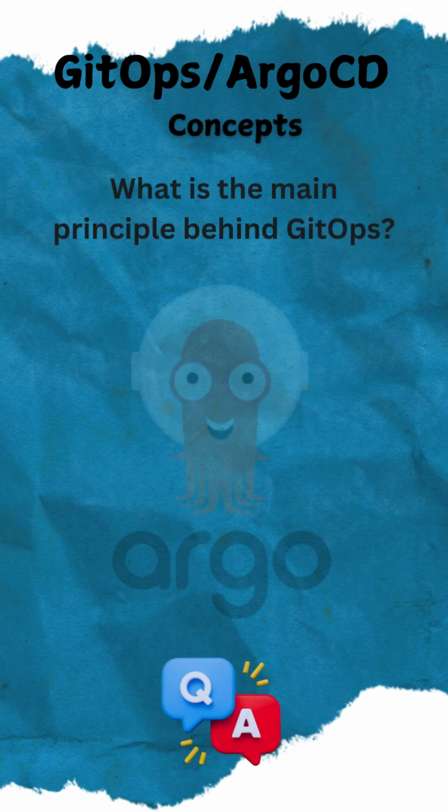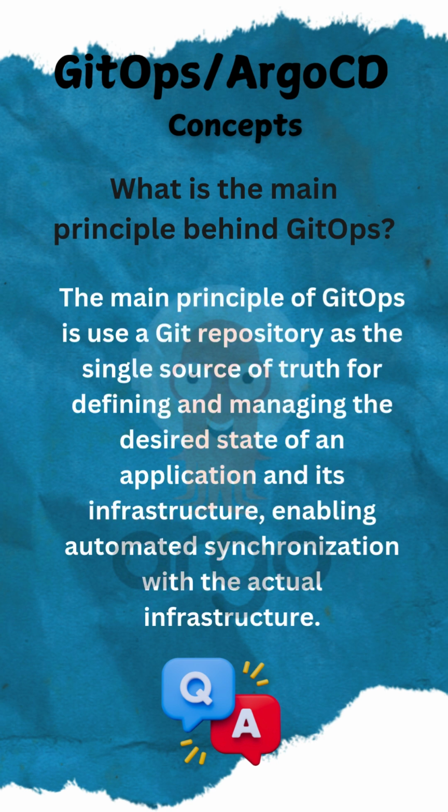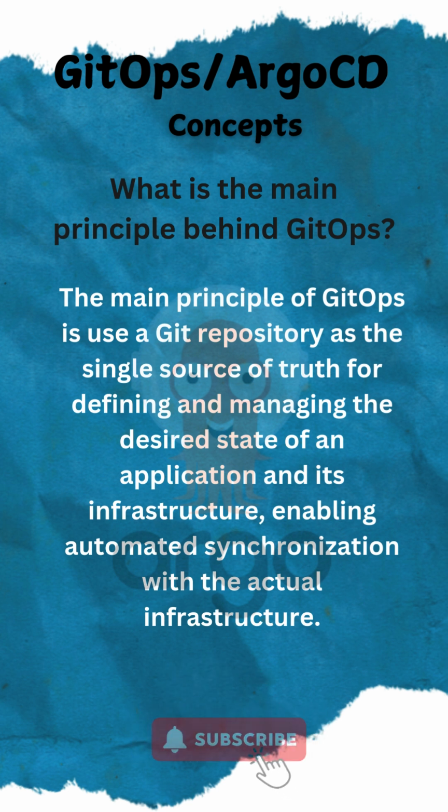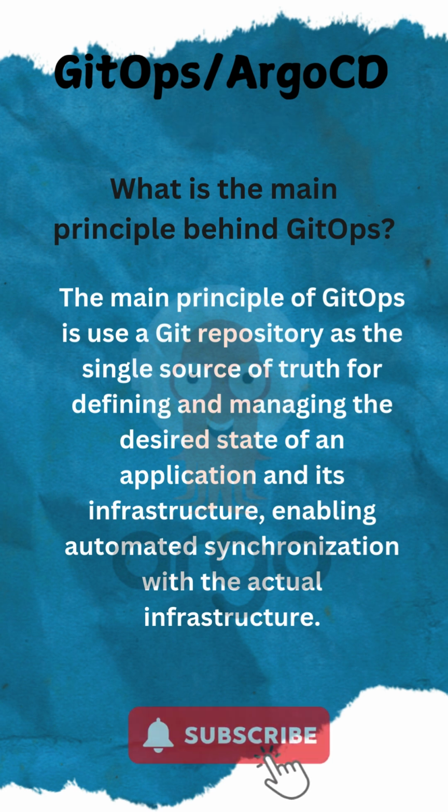What is the main principle behind GitOps? The main principle of GitOps is to use a Git repository as the single source of truth for defining and managing the desired state of an application and its infrastructure, enabling automated synchronization with the actual infrastructure.